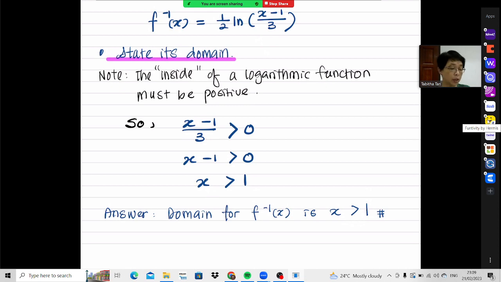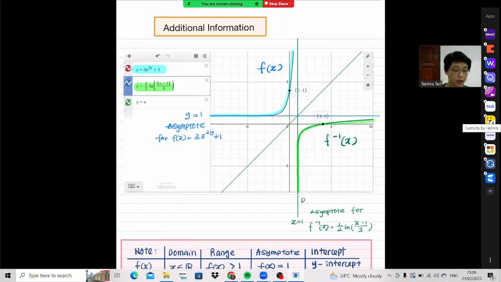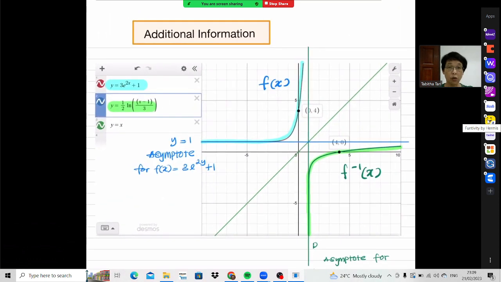And as promised, at the end of solving that question, I'm going to show you additional information. What are the practical aspects, or how can we get more understanding of what we are doing? Using a graphical representation, this is the function, this is f(x), and then this is the inverse.